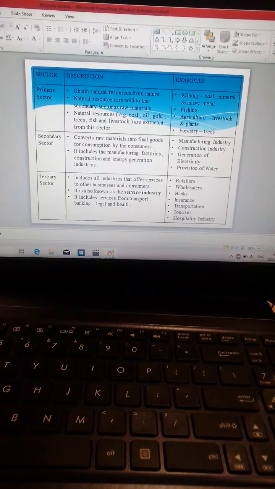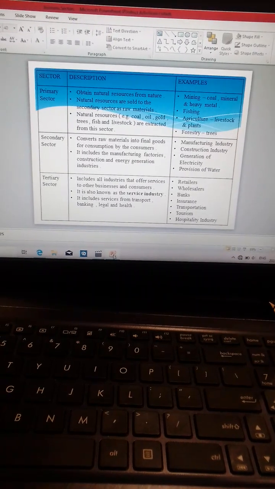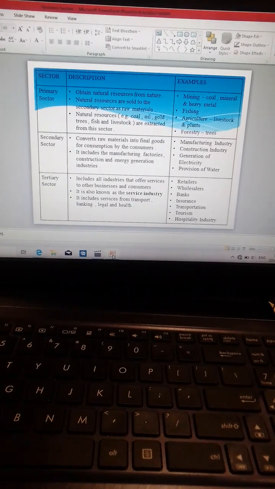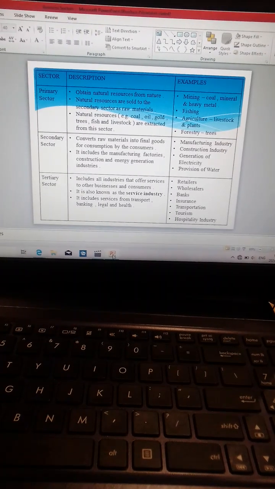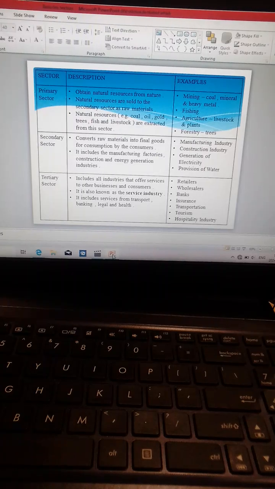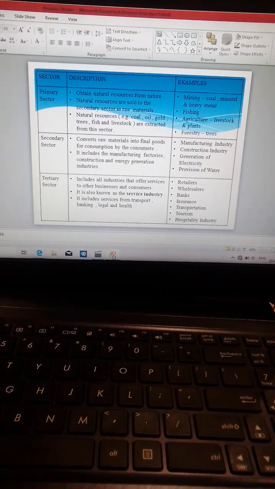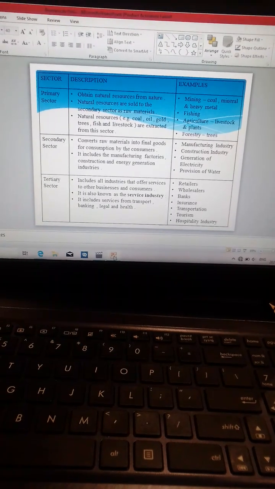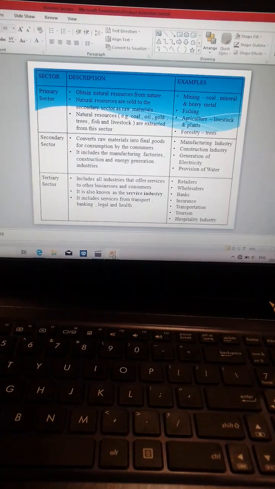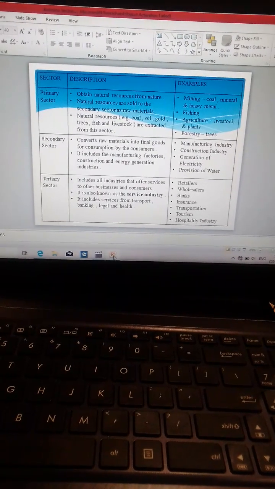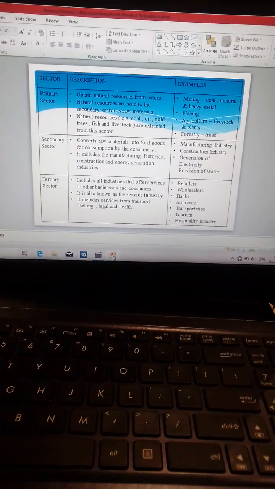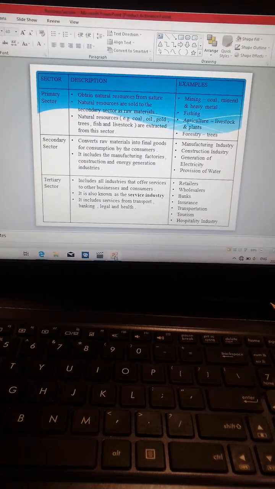The tertiary sector includes all industries that offer services to other businesses and consumers. It is also known as the service industry. So it includes services from transport to banking to legal to health to education, right? And examples of businesses in the tertiary sector are retailers, wholesalers, banks, insurance, transportation, tourism, as well as the hospitality industry.